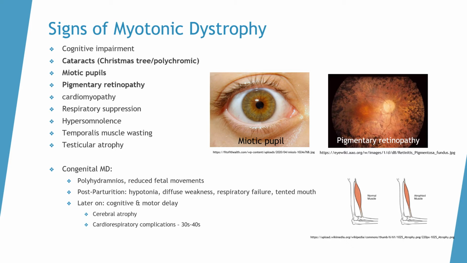If myotonic dystrophy presents in a fetus due to genetic reasons, polyhydramnios or excess amniotic fluid and reduced fetal movements may be observed. And after birth, hypotonia, diffuse weakness, respiratory failure, and tented mouth may be present. Later on, the child goes through cognitive and motor delay throughout their development, and cerebral atrophy affecting their coordination, and cardiorespiratory complications in their 30s and 40s may occur.